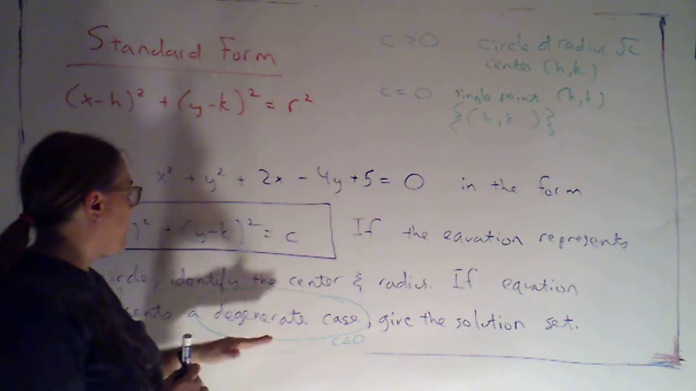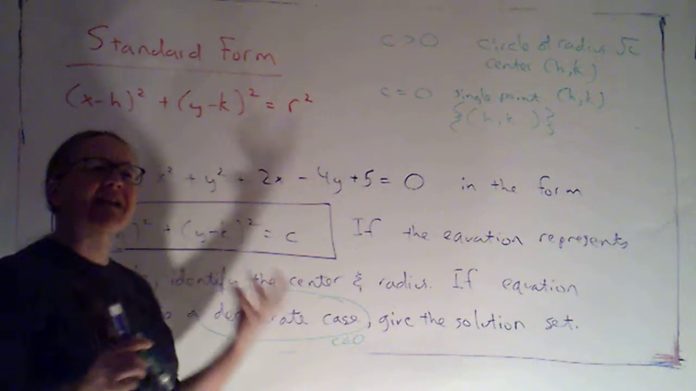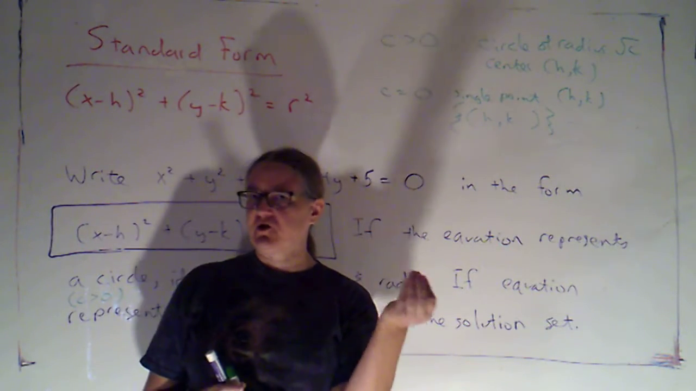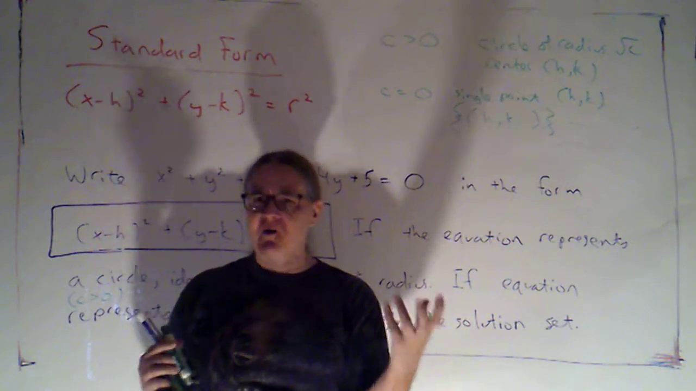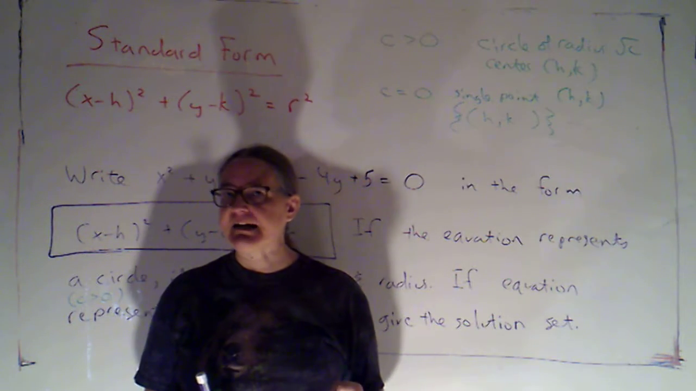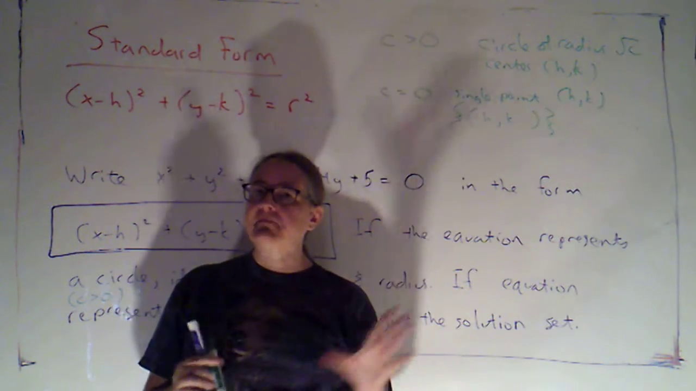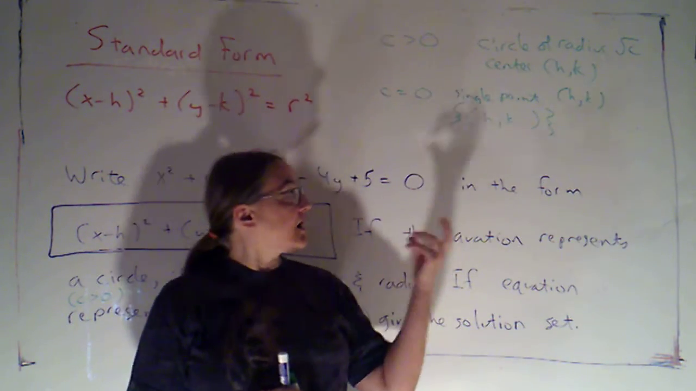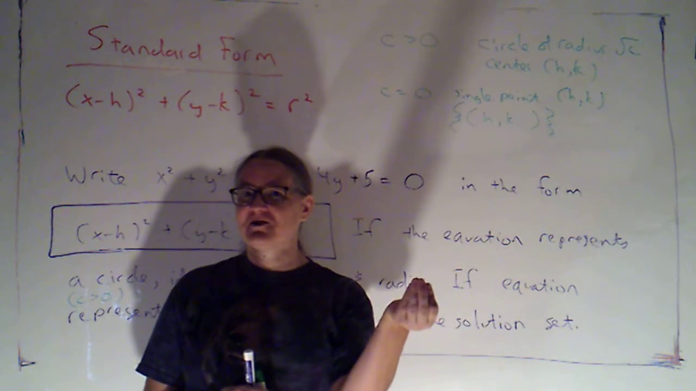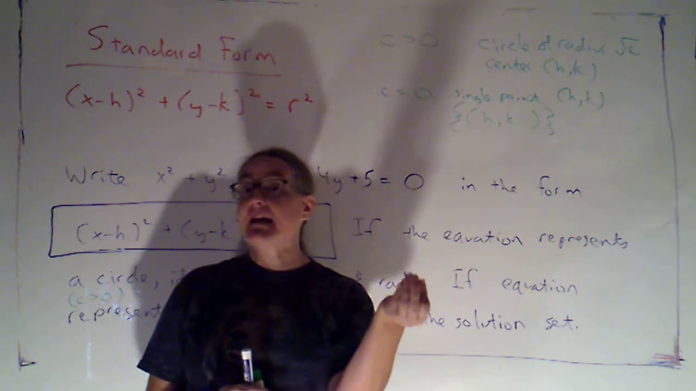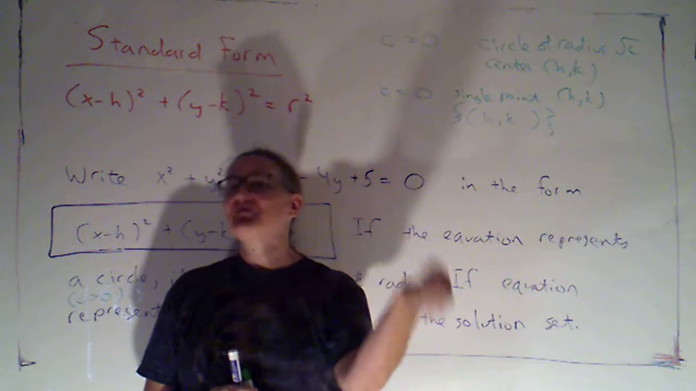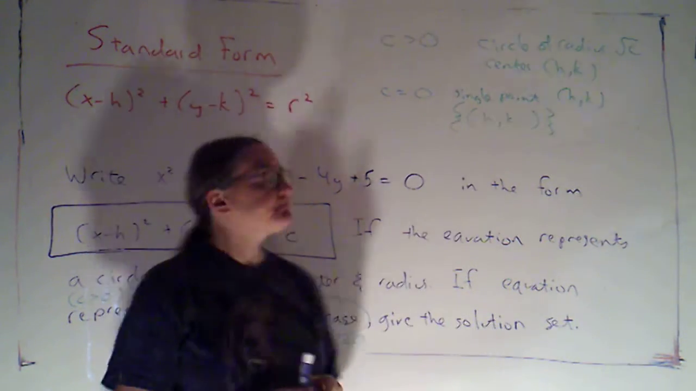Our book calls this a degenerate case. It doesn't refer to a point as a degenerate circle. It says in order to have a legitimate circle, you've got to have a positive radius. Just want to let you know that the vocabulary varies a little bit. Our book is saying a point doesn't count as a circle. Some books would say a point counts as a degenerate circle, a circle of radius 0.